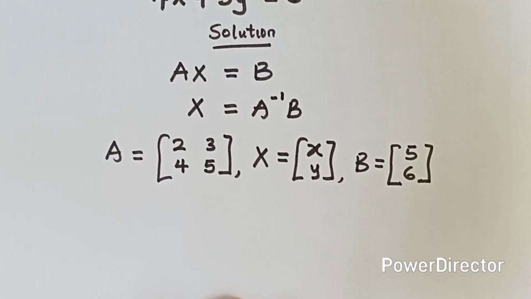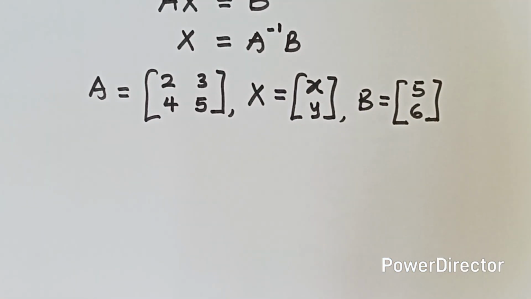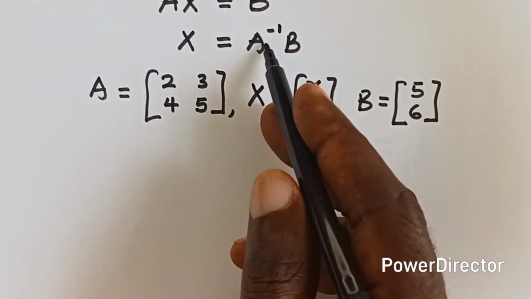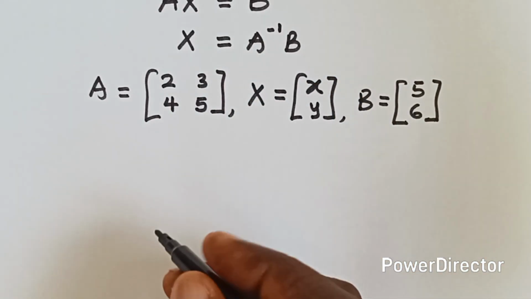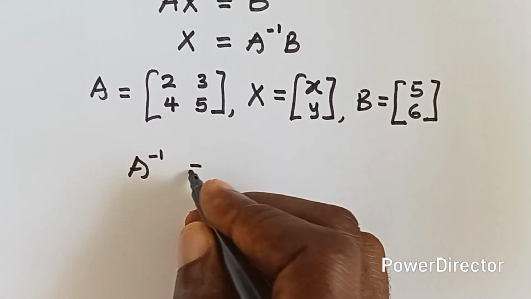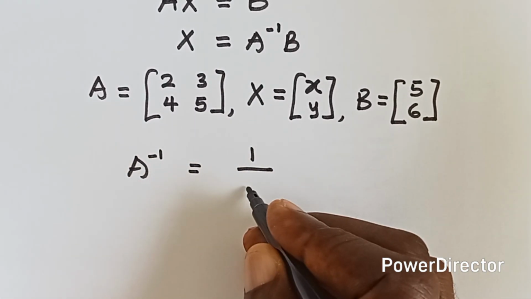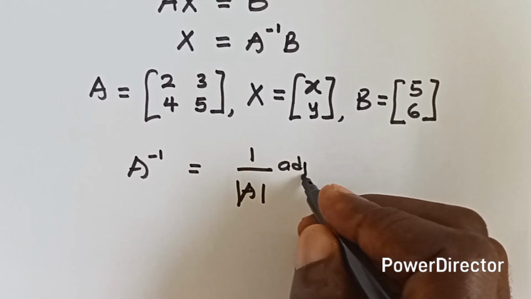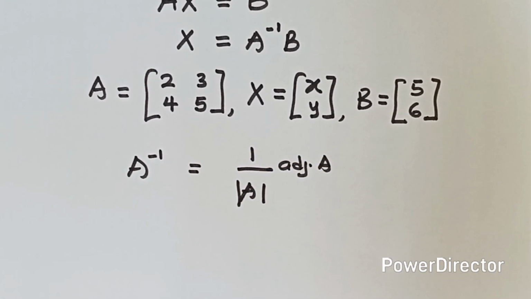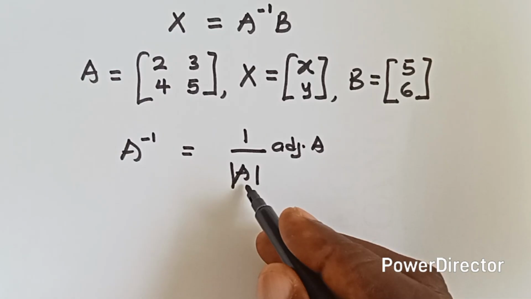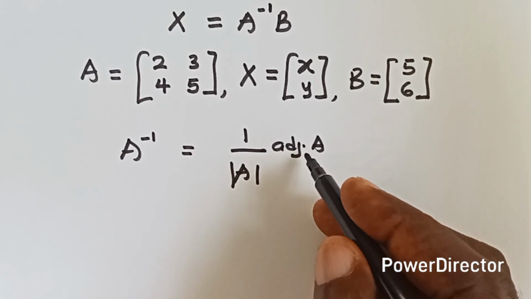Now what do we need to do from here? We need to find our A inverse, that is the inverse of A. And you know that the inverse of A is equal to 1 over the determinant of A multiplied by the adjoint of A. So this is the formula we use to find the inverse of A. From here, we need the determinant of A and we also need the adjoint of A.